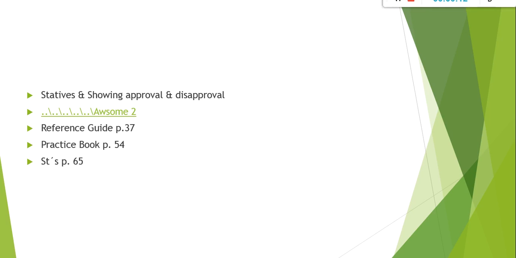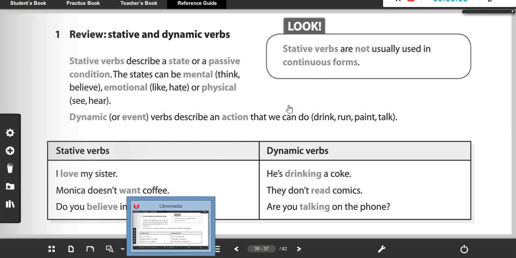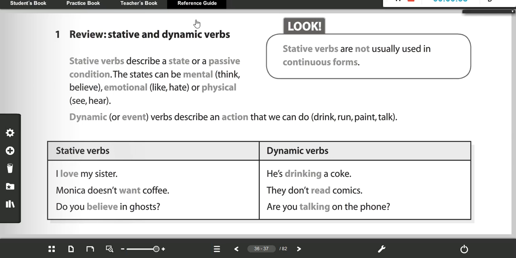And well, so we're going to remember the stative verbs, stative and dynamic, and showing approval and disapproval. This is the new topic that we are going to learn. So we are going to review page number 37 in the reference guide, then the practice book, page number 54, and the student's book, page 65. This is important because we are going to go very quickly.